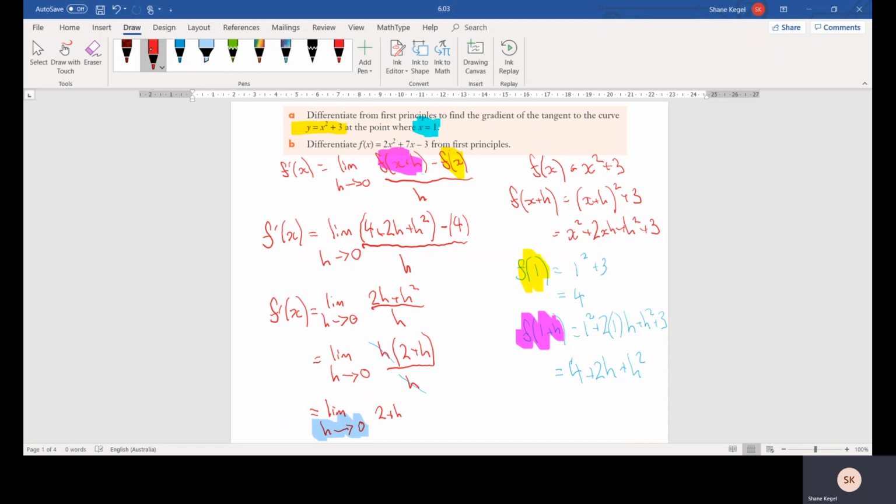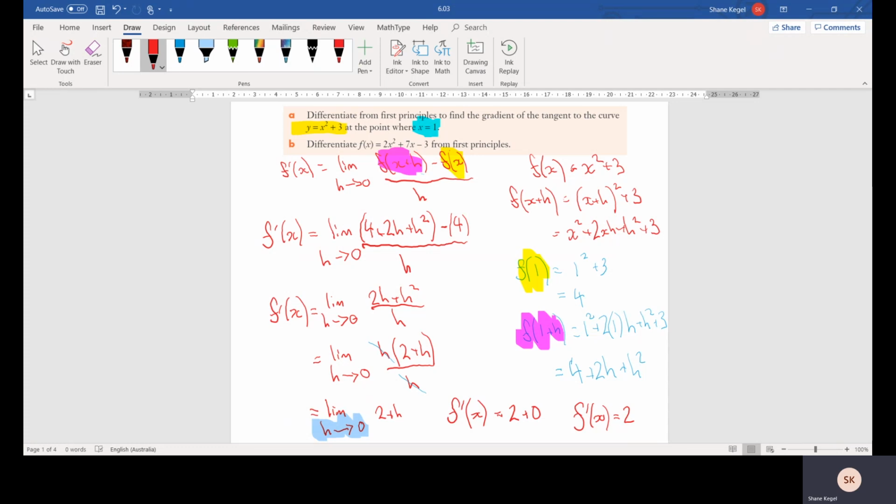So if I sub my h value of 0 into my derivative equation, therefore my derivative of my function must be 2 plus 0. So I'm replacing h with 0, which therefore means my derivative of this function equals 2, or basically the gradient equals 2. So the gradient would consistently equal 2 no matter what. My gradient would equal 2 at the point where x equals 1.